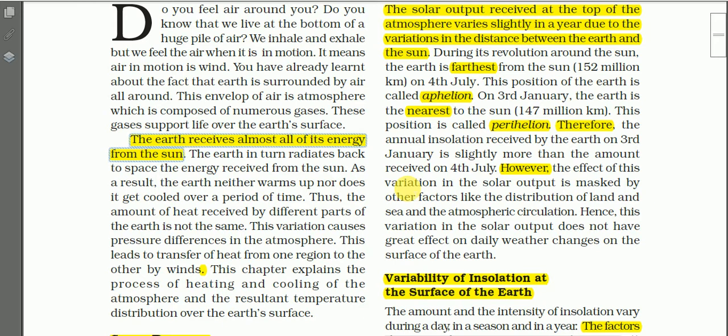So the ultimate source of energy for the Earth is the Sun. And if there were no Sun, then no weather phenomena, no life on the Earth, no water on the Earth. It is only because of the Sun that we have all the activities.